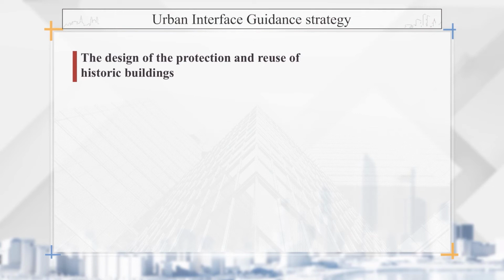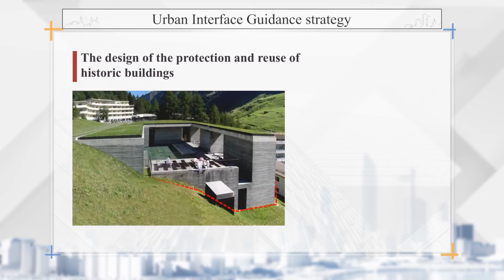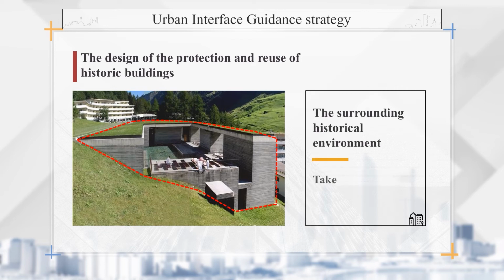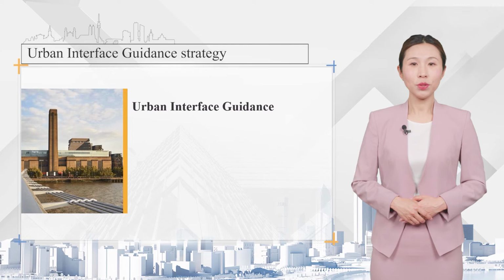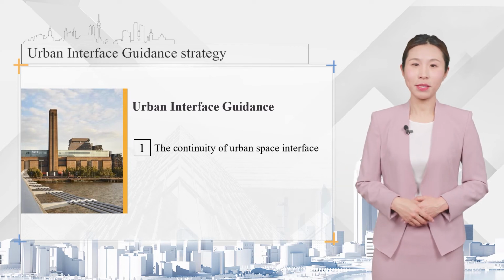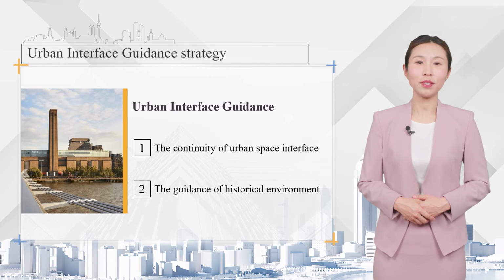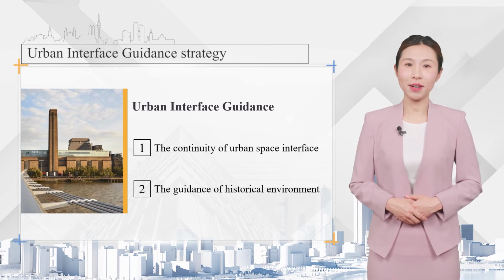Therefore, in the design of the protection and reuse of historical buildings, besides maintaining the visual integrity and readability of the building's own interface, it is necessary to take the spatial interface of the surrounding historical environment into consideration from the perspective of the city. Next, we will learn two methods: the continuity of urban space interface and the guidance of historical environment. First, let's learn how to achieve continuity of urban space interface by design.